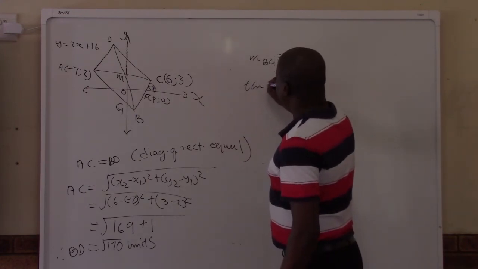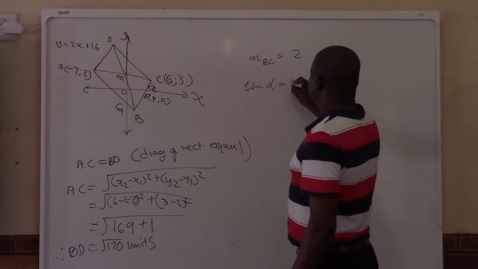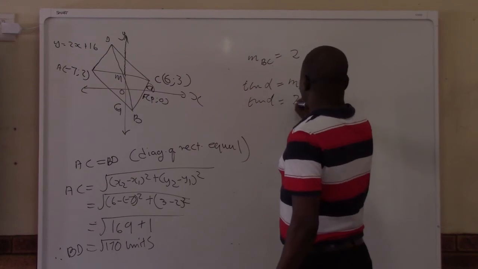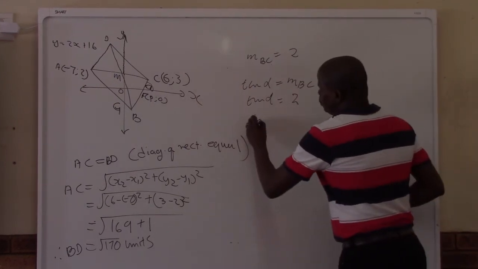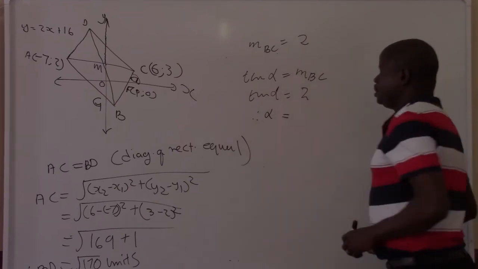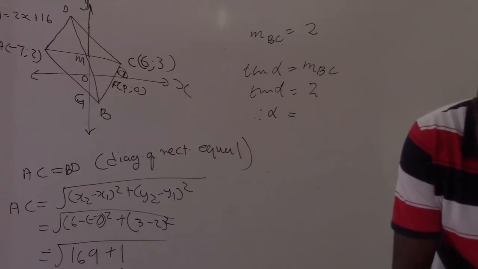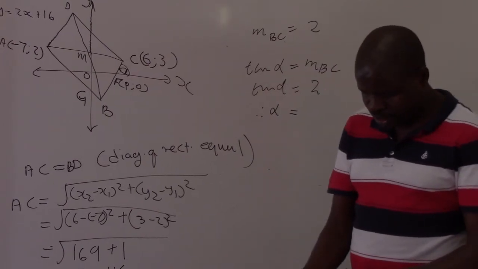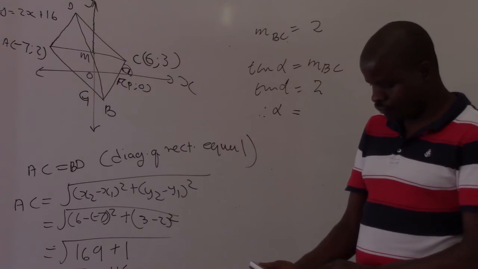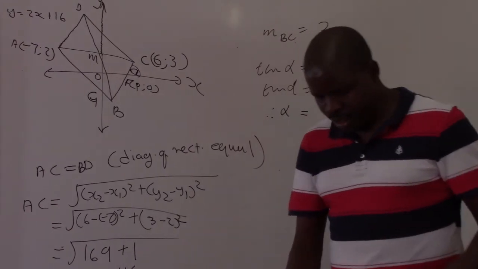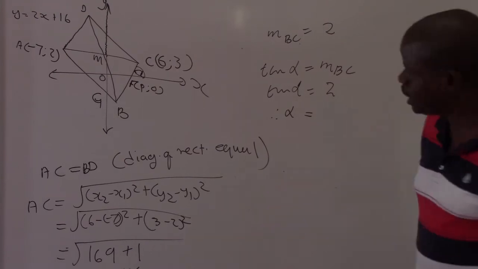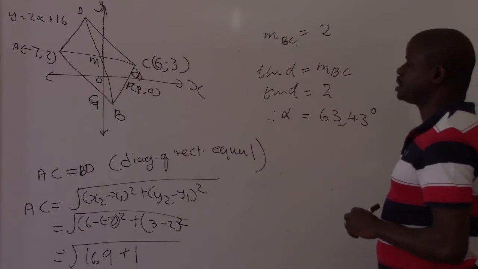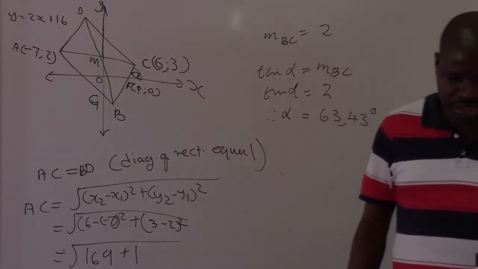So we say the tan of alpha is equal to the gradient of BC, where the tan of alpha is equal to 2. Therefore alpha is, and then we go to our calculator, we go to second function or inverse, we say the tangent inverse of 2 equals, and then the answer is 63.43 degrees.